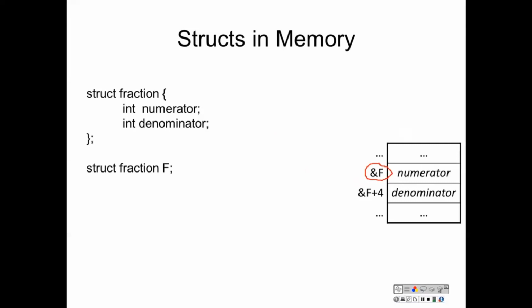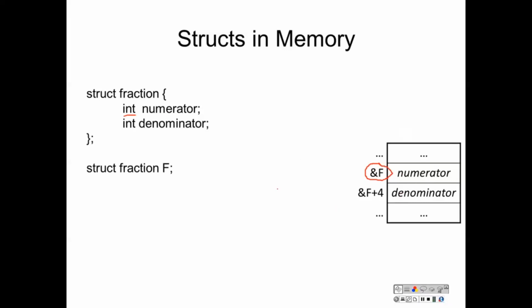part of f is the numerator value because it appears first in the struct declaration. The word of f plus 4 contains the denominator. Again, this is because the integer types are 4 bytes, so they perfectly fit into the word-aligned memory addresses. Structures in memory are laid out in the order in which they are declared. The numerator field and the denominator field will appear in this order, numerator and then denominator, in memory.